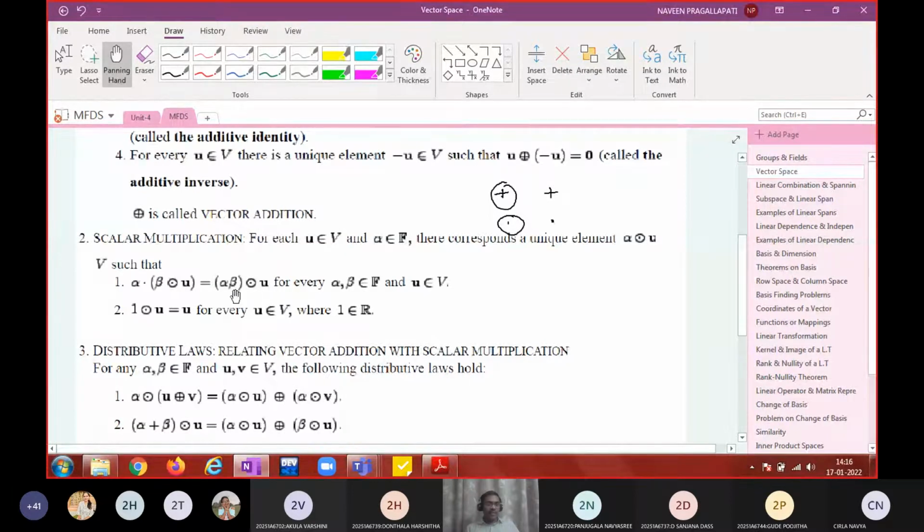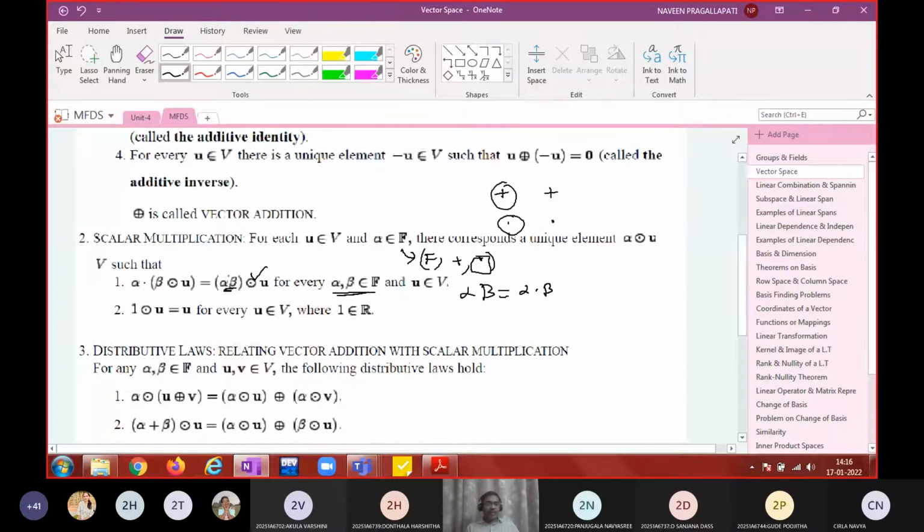This is scalar multiplication, and the operation between alpha and beta is a multiplicative operation. See, F is a field. What is a field? A field is associated with two operations. What are those? Plus and dot. Alpha and beta are the elements of F. Therefore, alpha beta is nothing but alpha dot beta. That means the operation between alpha and beta is the second operation, which we call the multiplicative operation of scalars. So this is multiplication of scalars, and this is scalar multiplication.